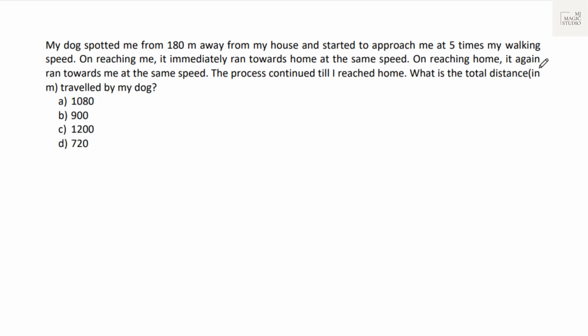One of the classical takes of simple time, speed, distance questions. My dog spotted me from 180 meters away from my house and started to approach me at 5 times my walking speed. If my speed is x, the speed of the dog is 5x. On reaching me, he immediately ran towards home at the same speed.